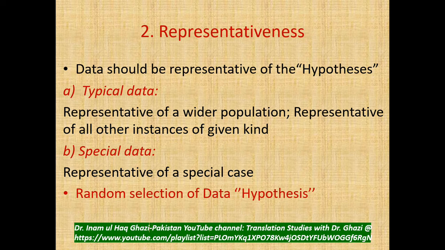The typical data is representative of a wider population and of all other instances of a given kind. But special data is representative of a special case. And random selection of data for the hypothesis is also a requirement. We'll talk about random selection or random sampling after some time.